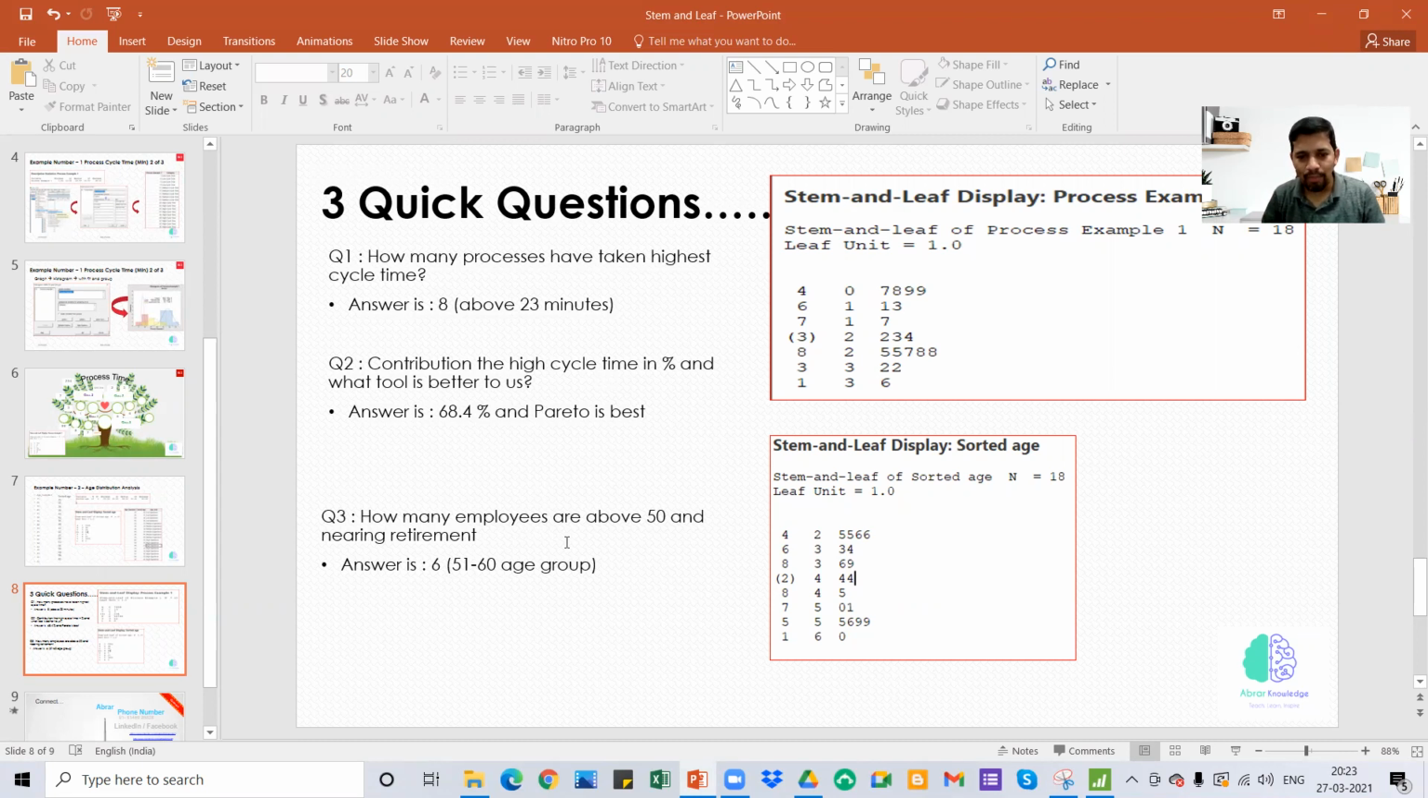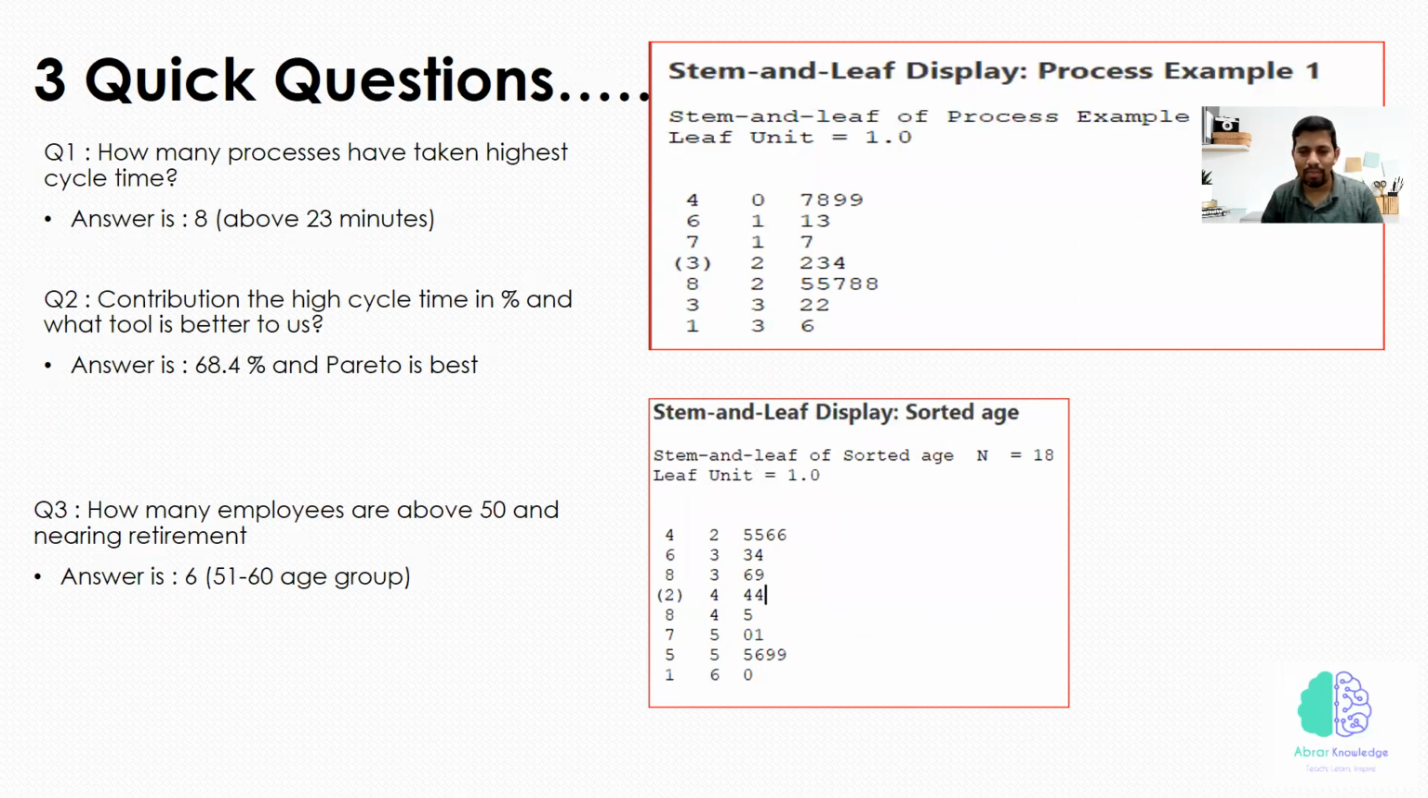How many employees are above 50 and nearing retirement age? So how many are there? This is 50, so 51, and you have 51, 2, 3, 4, 5, 6. There are 6 people who are above 50, with ages between 51 and 60, nearing the retirement age. We need to fill in and have a backup in the resources and all that. I hope you enjoyed this video, and stem and leaf gives a broader picture just by looking at the data.